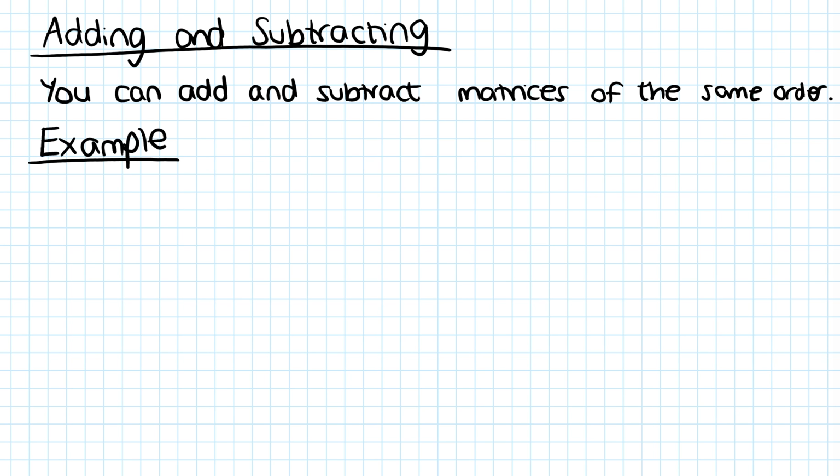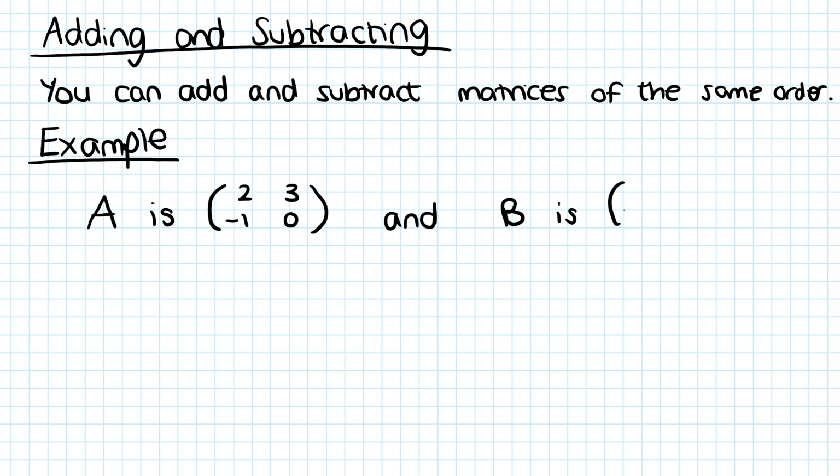So for my example, we're going to start with 2 matrices. So let's start with matrix A, and A is the matrix 2, 3, minus 1, 0. And B is the matrix minus 3, 4, 1, minus 2. And then we're going to do a couple of questions. So let's say I was asked to find A add B.